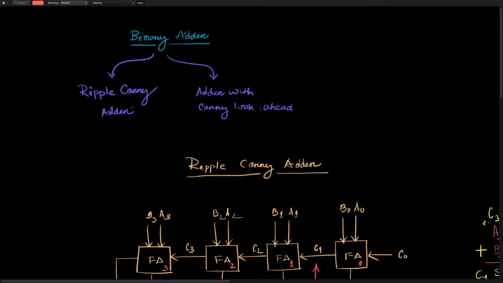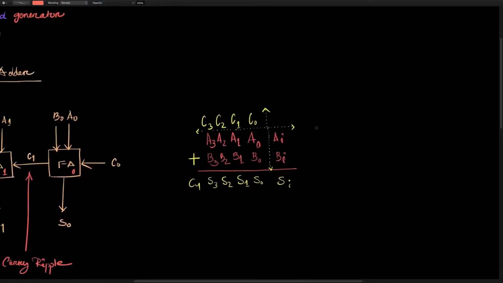Now binary adder is of two types. One would be your ripple carry adder. This is one type, and the next one would be the adder with a carry look ahead generator. This is the second type that we have. So you see, this is an example of this.